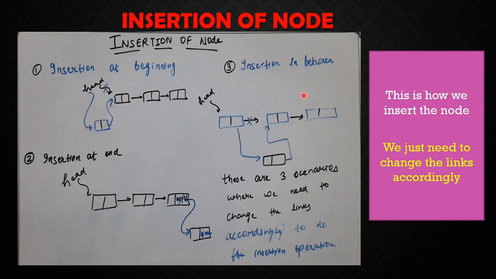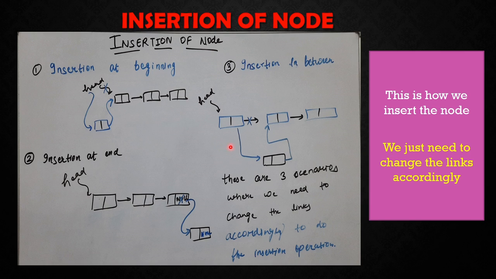Now let's look at insertion in between. This is the most complicated one, because we need to make changes in more than one link, right? Let's say I want to insert this node after this and before this node. To do that we first need to remove this link and join this link, and then make this link point to this. So these are the three scenarios where we need to change the links accordingly to do the insertion operation, right? So please keep these figures in your mind.